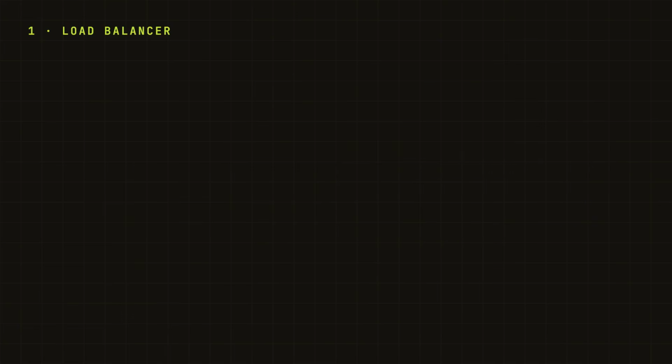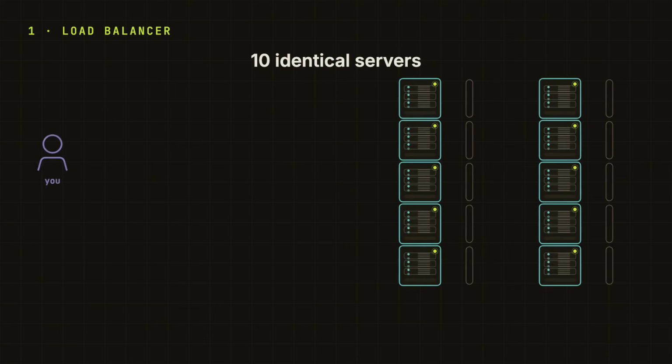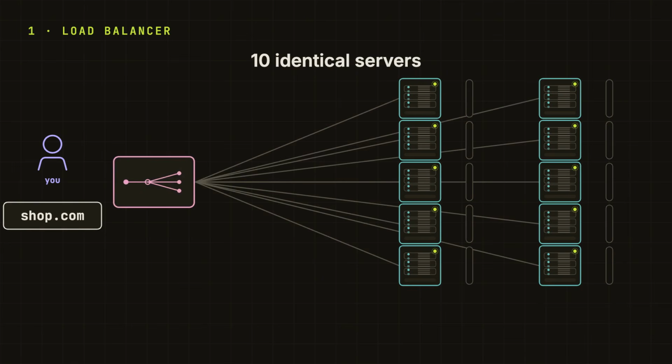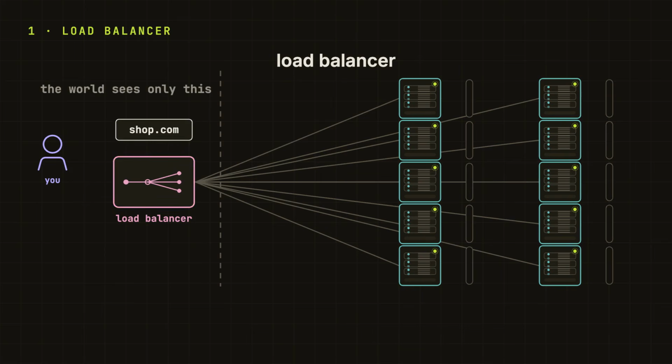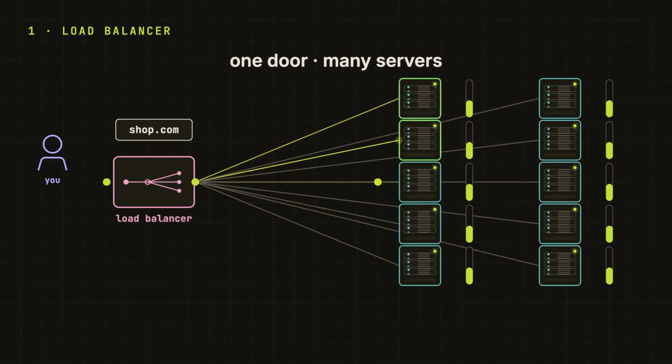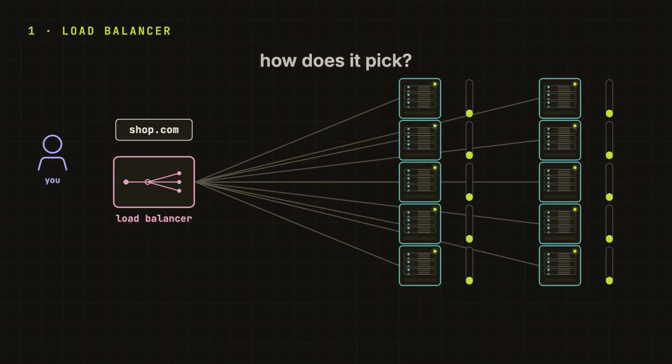Okay, we now have, let's say, 10 identical servers, but the user's browser only knows one address. So something has to sit in front, receive every request, and decide which of the 10 servers should handle it. That something is a load balancer, and it is one of the most important pieces in any large system. At high level, one front door, one public address, hiding a whole group of servers behind it, and spreading the requests evenly across them. Now, how does it decide which server?